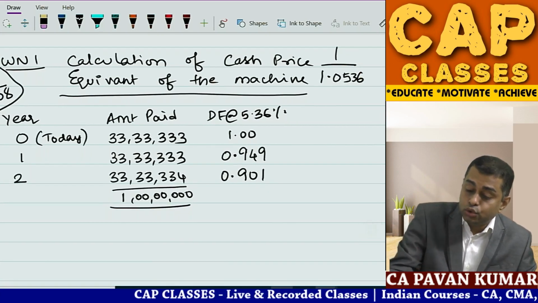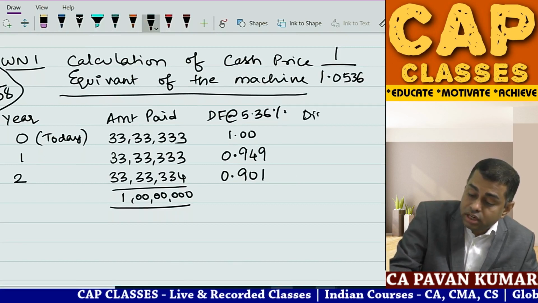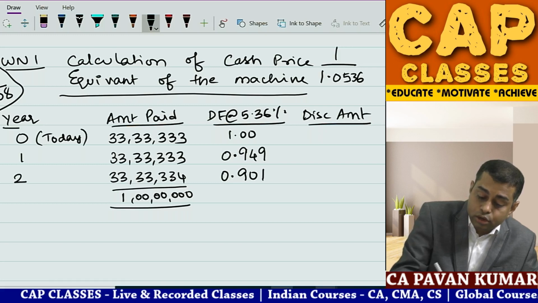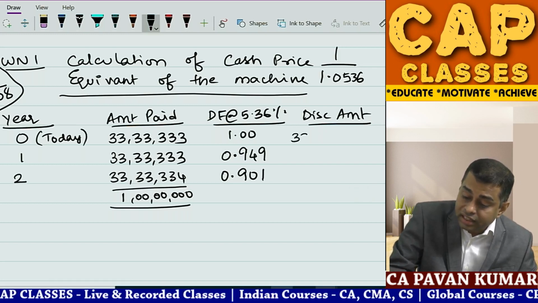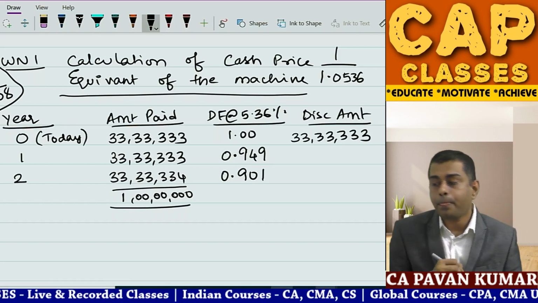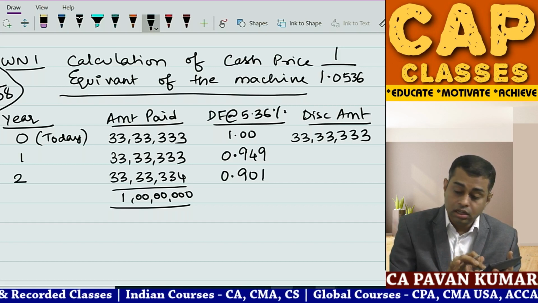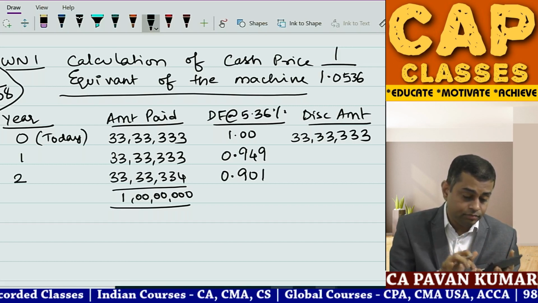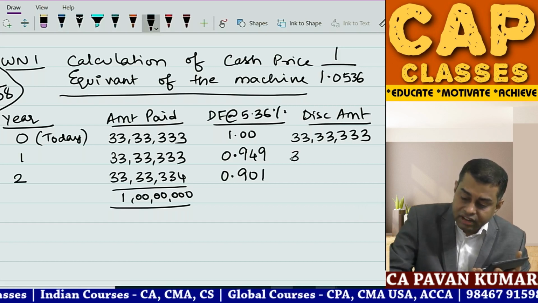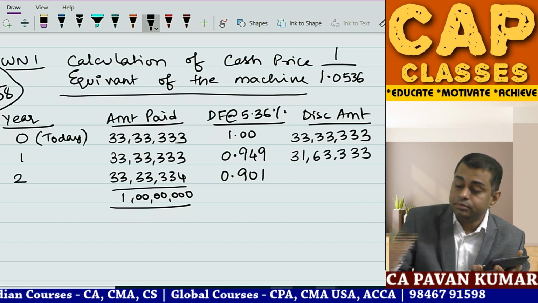Okay, now multiply. Present value, discounted amounts, which is nothing but present value. So 33 lakh 33,333. Next one, 333 into 0.949. That comes to 31 lakh 63,333.